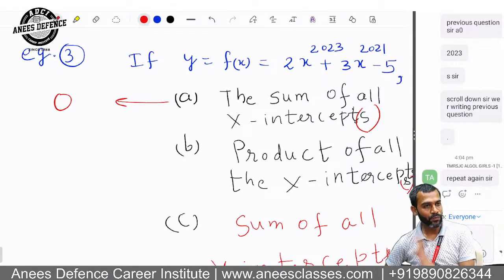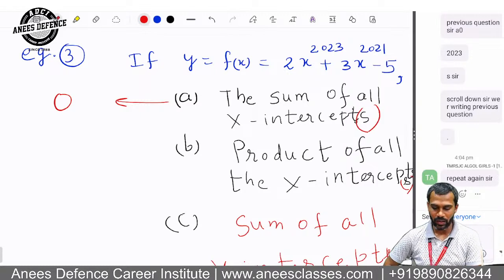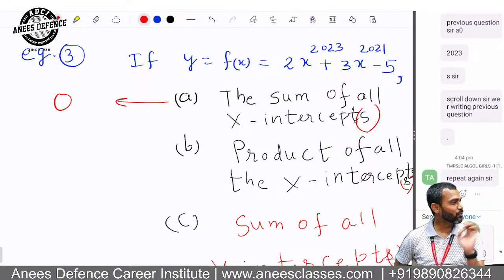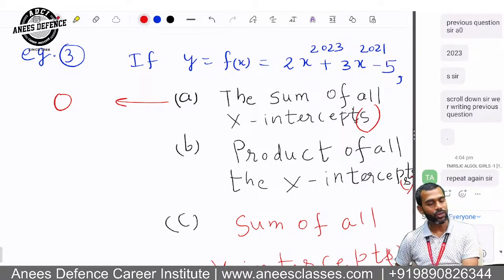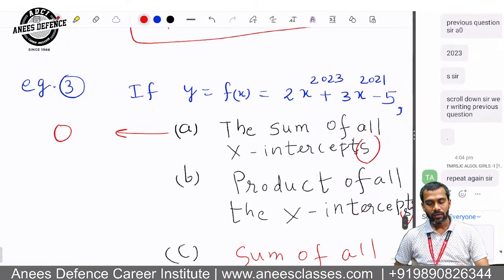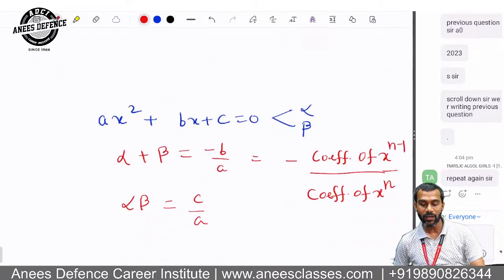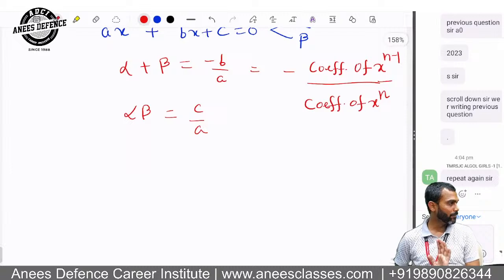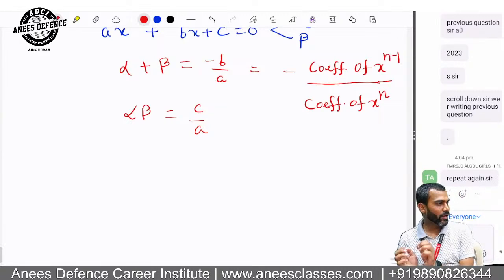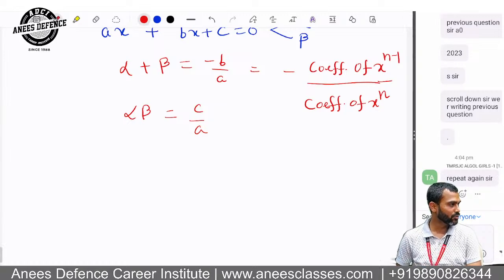See, y is equal to f of x is equal to 2x raised to 2023 plus 3x raised to 2021 minus 5. You won't understand from that; first pay attention here. No graph is needed, pay attention here. 2x raised to 2023 plus 3x raised to 2021 minus 5. We need to find the sum of the roots. What is the sum of the roots in a quadratic equation? Just tell me. Minus b by a. What is the meaning of minus b by a? Minus the coefficient of x raised to n minus 1 upon the coefficient of x raised to n, right? N is 2 here.